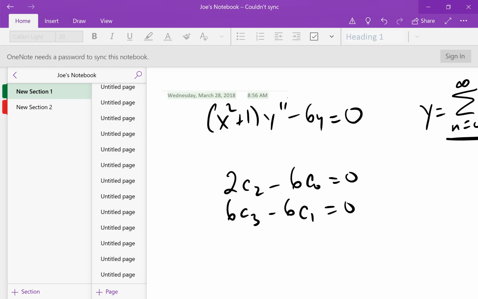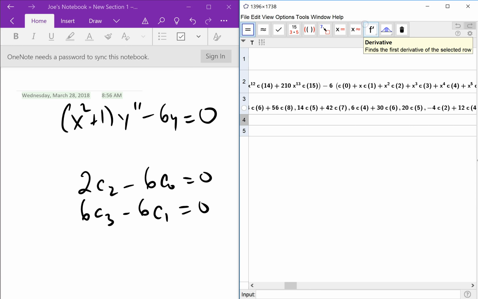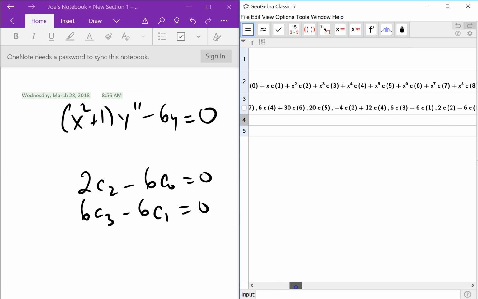Maybe I can do this. Maybe this will help. There we go. At least get them side by side, and hopefully this will make it a little faster than switching back and forth all the time.